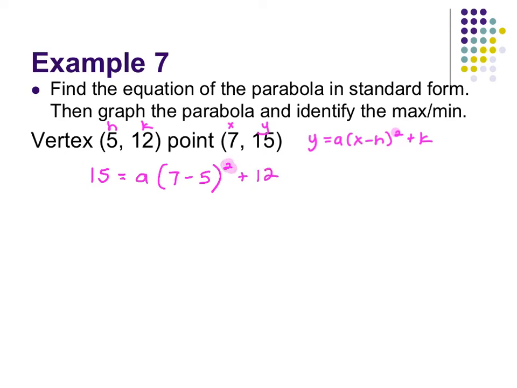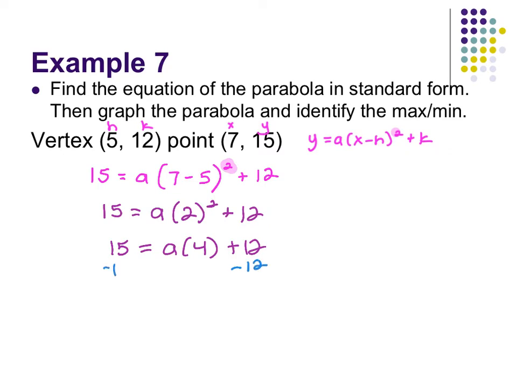So common mistakes are people forgetting the squared. Don't do that. 15 equals a times 2 squared plus 12. 15 equals a times 4 plus 12. Another common mistake, and it makes me crazy because you guys are smarter than this, is people will then add these two together. That is not what you're supposed to do. What should be your next step? Subtract the 12. Don't be that person. So I'm going to subtract the 12. I get 3 equals a times 4. And then divide by 4. And a equals 3/4.